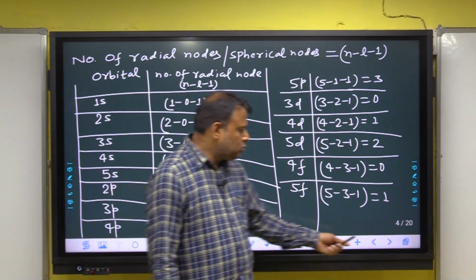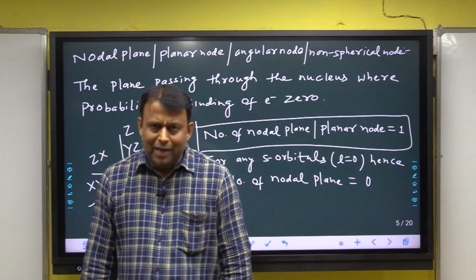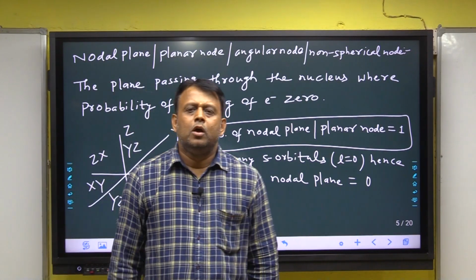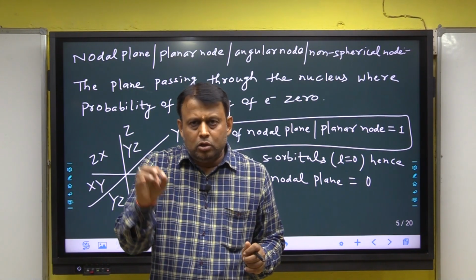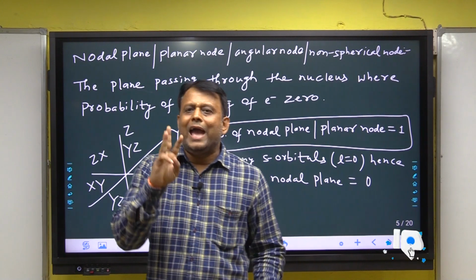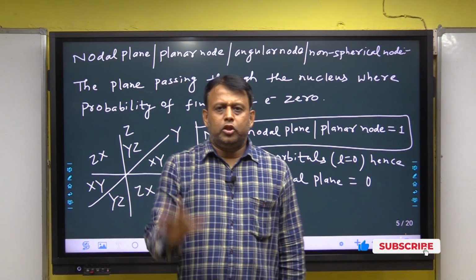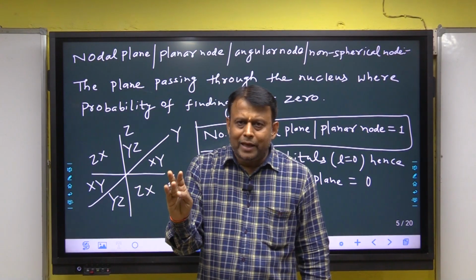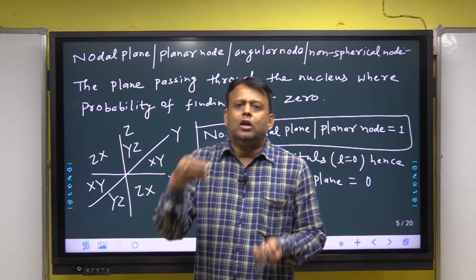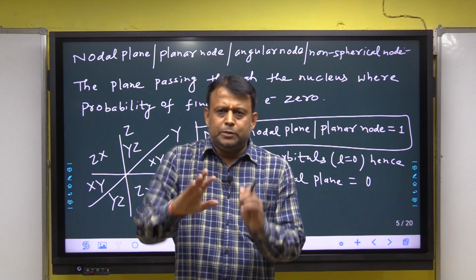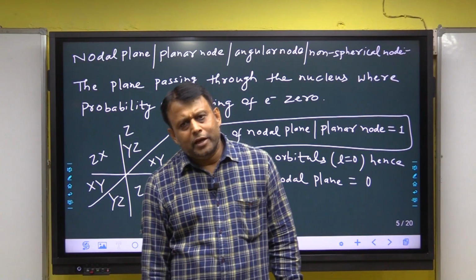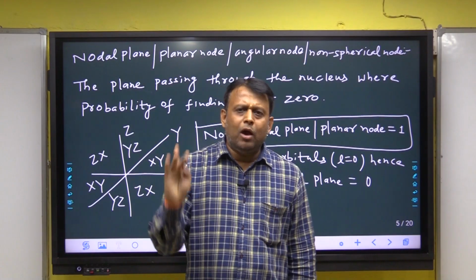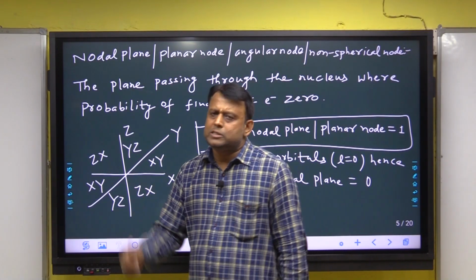Now, I will explain the planar node. Look at the board. Planar node is also called nodal plane and also called angular node. There are three popular names: planar node, nodal plane and angular node. But it is not radial, the non-radial node and non-spherical, and hence called non-spherical node. Five names, three most popular: planar node, nodal plane, angular node, non-radial and non-spherical node.